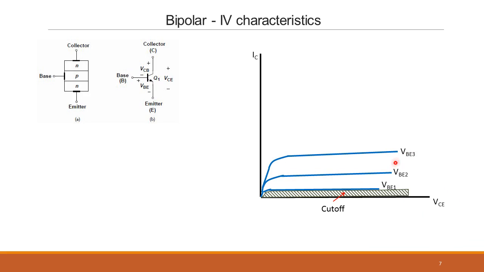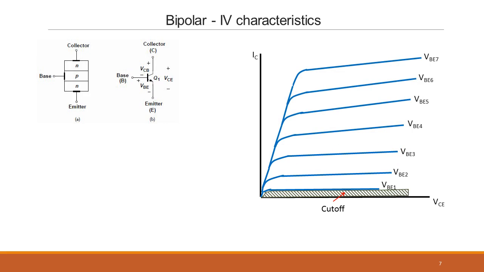If you increase VBE further, the current correspondingly increases, and this goes on. For various values of VBE, you can get various values of currents. This region is called the forward active region. It's forward because the base emitter junction is forward biased.